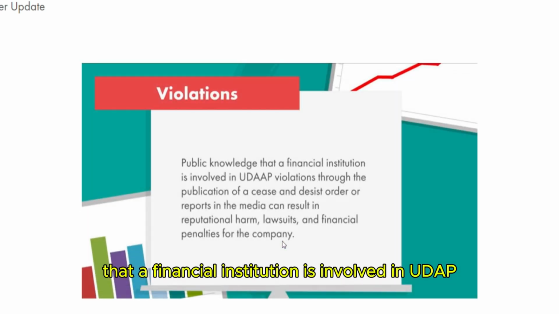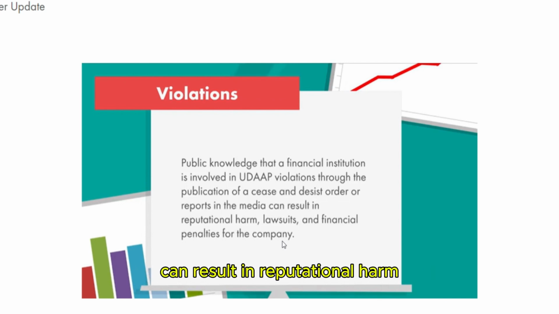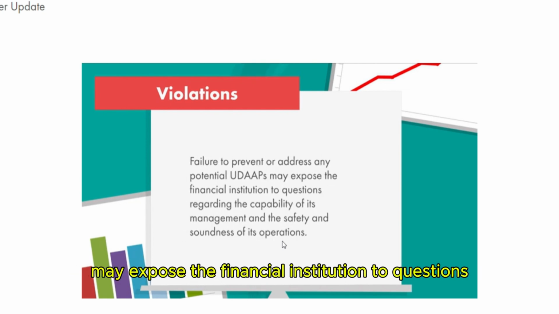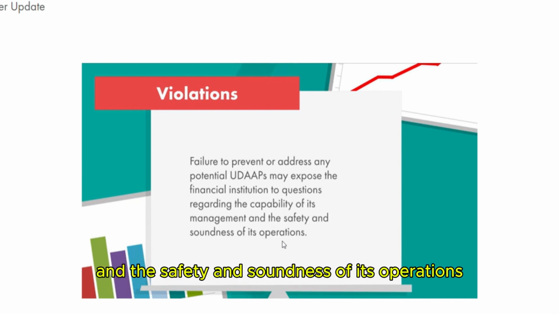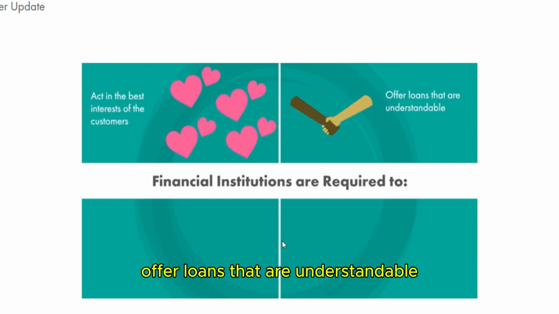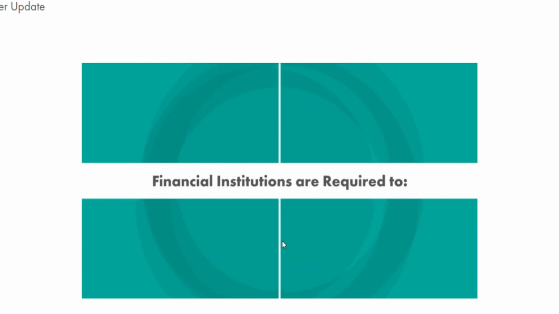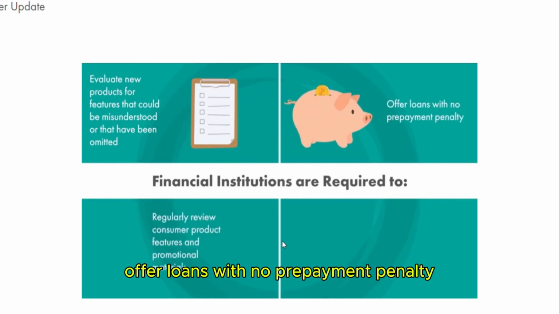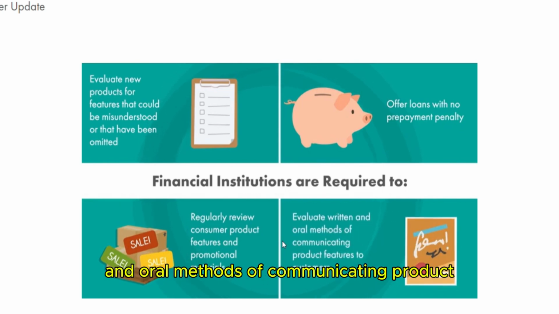Public knowledge that a financial institution is involved in UDAP violations through publication of a cease and desist order or reports in the media can result in reputational harm, lawsuits, and financial penalties for the company. And failure to prevent or address any potential UDAPs may expose the financial institution to questions regarding the capability of its management and the safety and soundness of its operations. To help reduce UDAPs, financial institutions are required to act in the best interest of customers, offer loans that are understandable, not steer customers to loans they cannot repay, comply with minimum standards for mortgages, evaluate new products for features that could be misunderstood or that have been omitted, offer loans with no prepayment penalty, regularly review consumer product features and promotional materials, and evaluate written and oral methods of communicating product features to consumers.